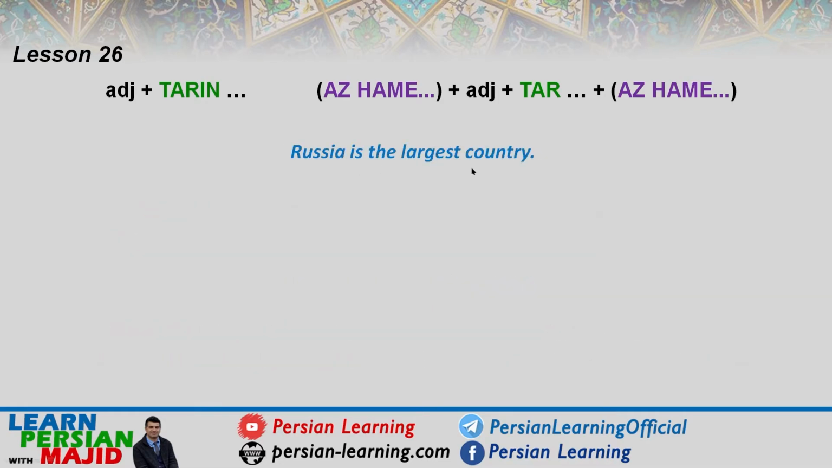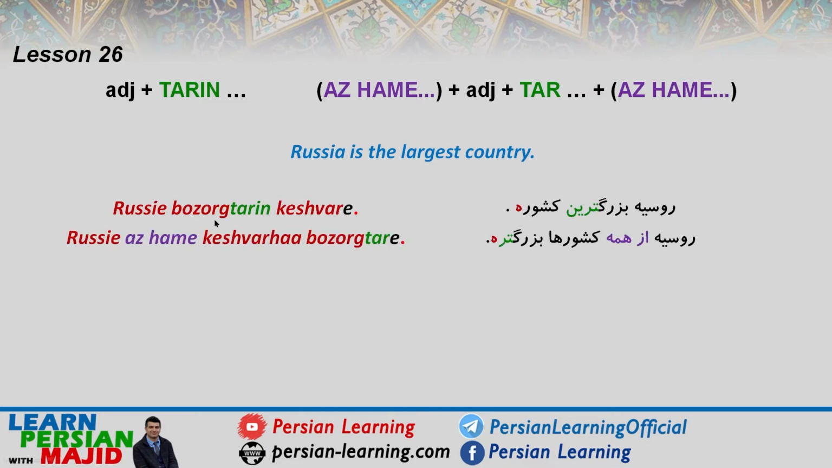Russia is the largest country. روسیه بزرگترین کشوره. روسیه از همه کشورها بزرگتره. Russia is bigger than all other countries. I think this one is more popular.